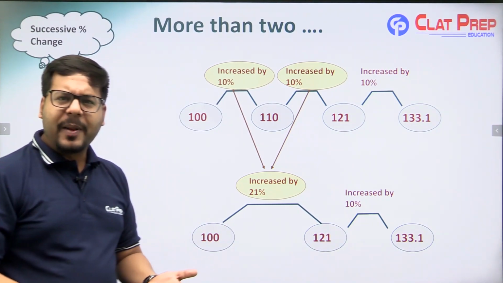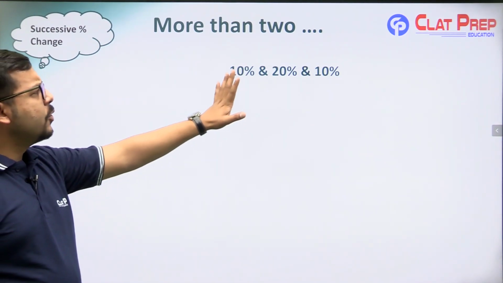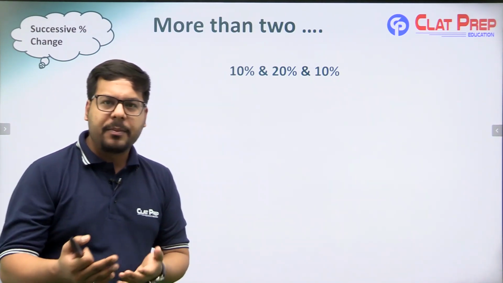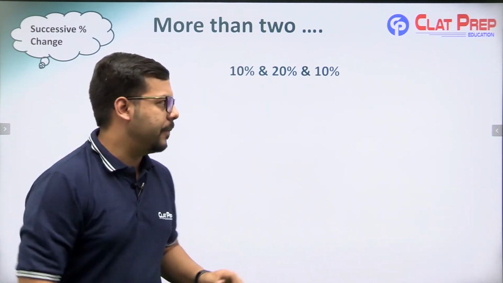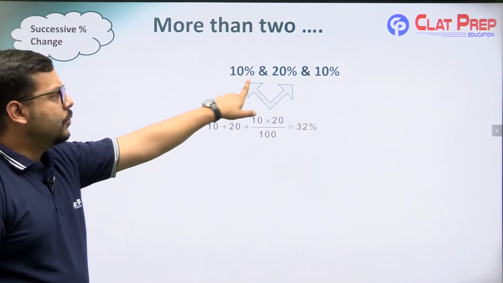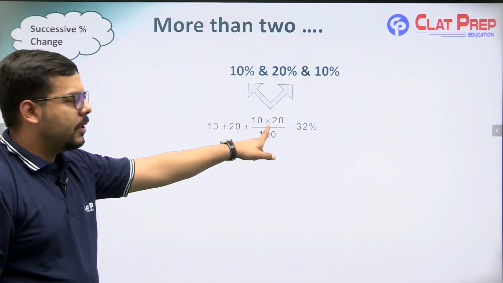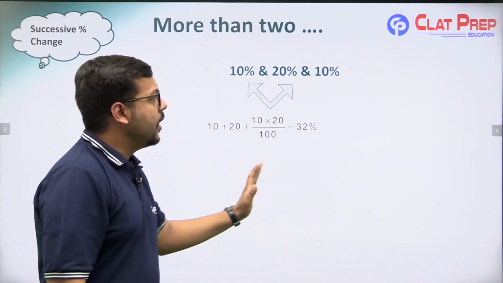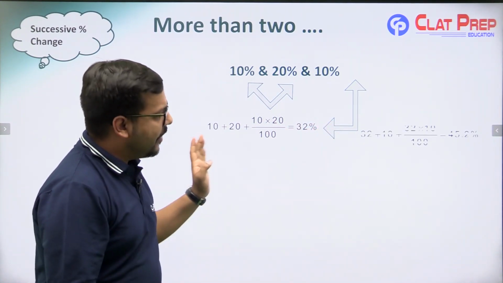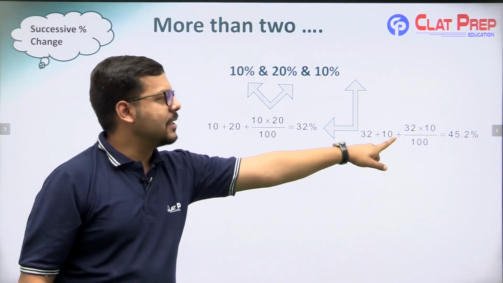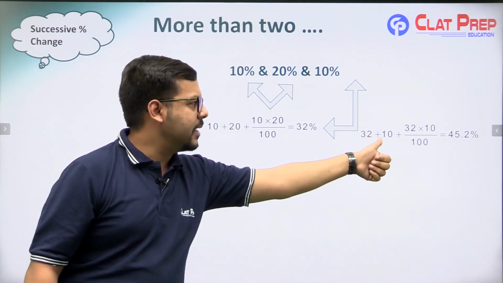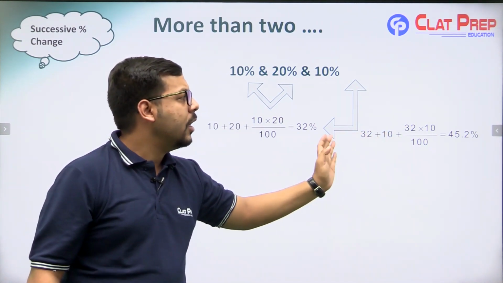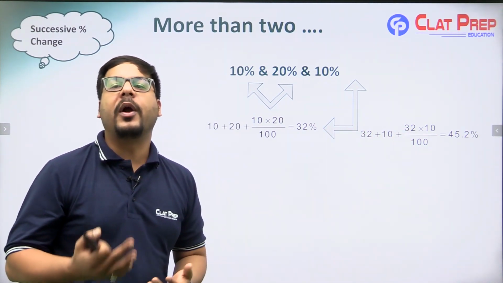Okay, let me explain this with another example. Say suppose we have 3 percentage changes, 10%, 20% and 10%. So I have to increase a number first by 10, then by 20 and then by 10%. I use these two in successive. 10 plus 20, the product is 200 upon 100, the overall change is 32%. Then I'll use the result with the third percentage change in the same formula to get the overall result, which is nothing but 45.2. How? 32 plus 10 makes it 42. 42 plus 3.2, that is 32 into 10, 320 by 100 makes it 3.2. The overall result will be 45.2%.